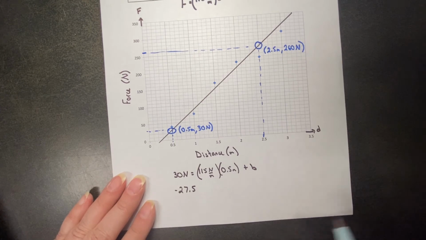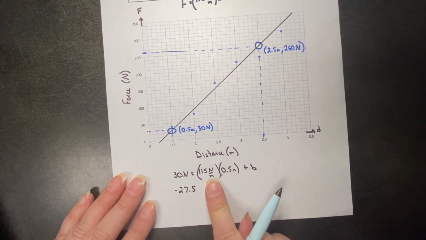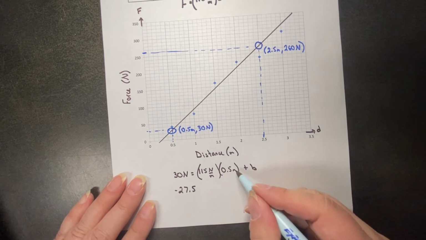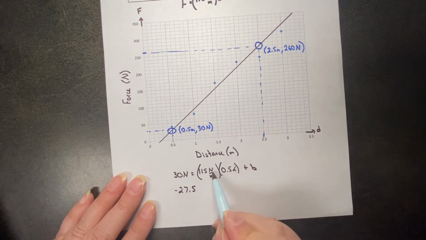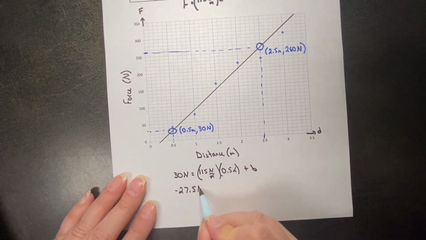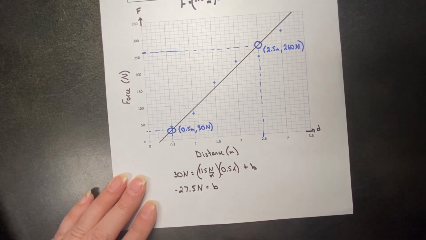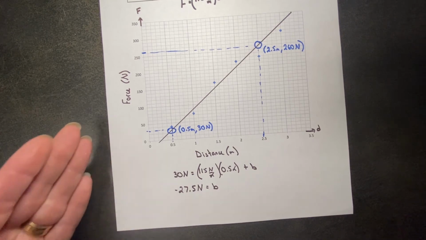If I think about that unit, I have meters times meters. These meters cancel out. And I'm left with newtons, and I'm subtracting newtons. So my unit on this number should be newtons. Negative 27.5 newtons.